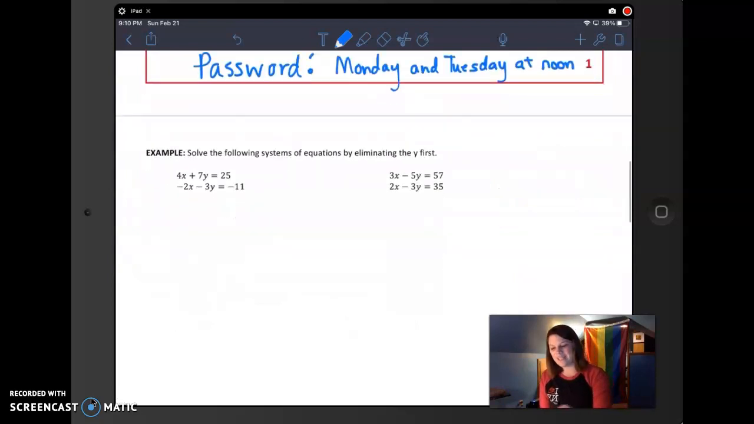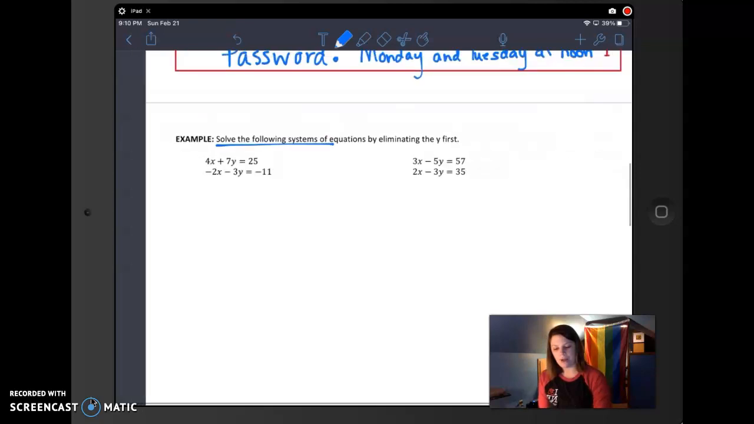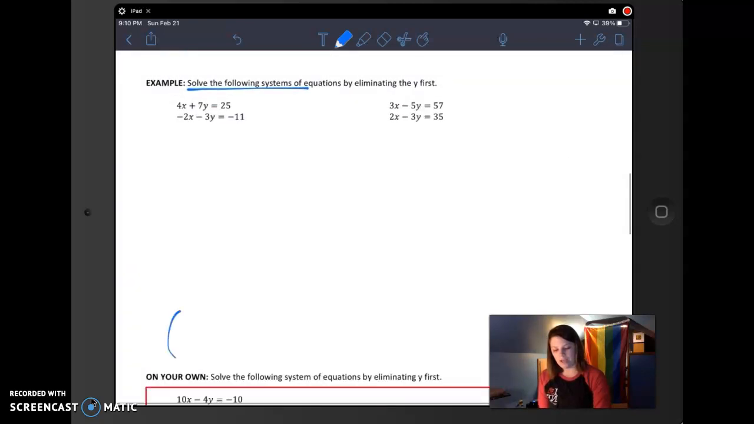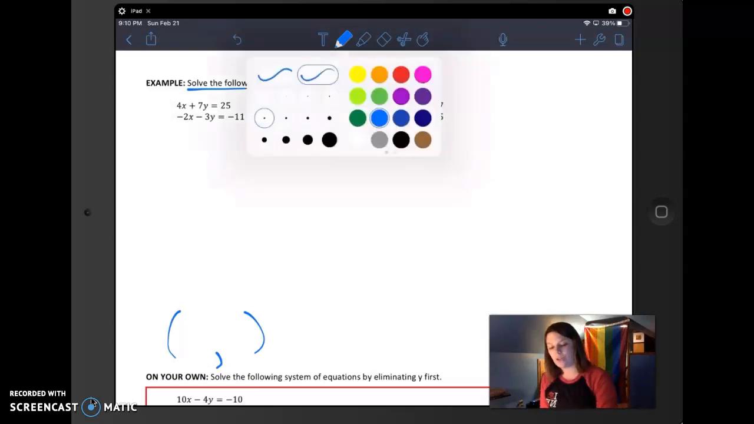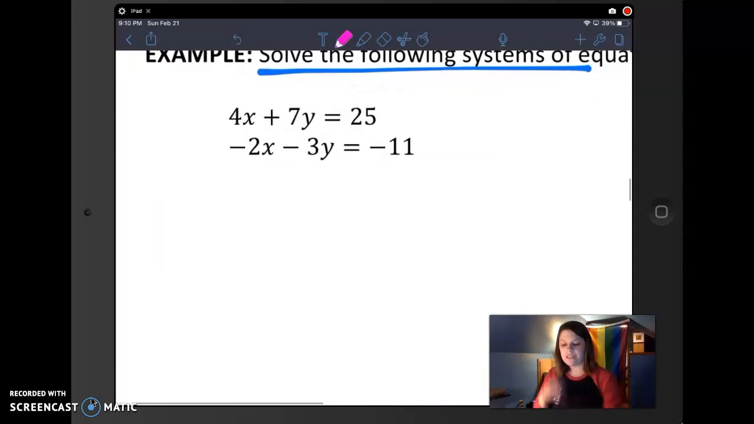Okay, let's get started on these. So this is going to be the same type of problem again, but we're going to eliminate the y first. So the last one we were focusing in on the x's. This one we're going to focus in on the y's. Still going to use the same strategy.